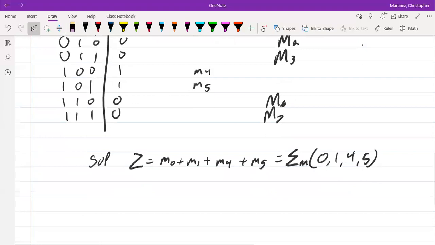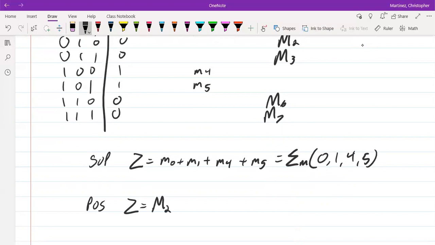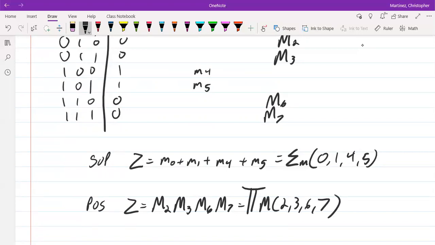Or what if I wanted it as a product of sums? Here I have sums and I want to multiply them together. So I want to say Z is big M2, and it with big M3, and it with big M6, and it with big M7. We use sigma to do a summation. We're going to use a big pi to do multiplication. So we're going to multiply 2, 3, 6, and 7 together. And this is how we're going to use minterms and maxterms to help us in writing down expressions a little bit easier.